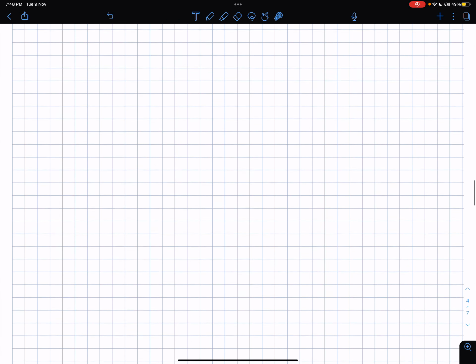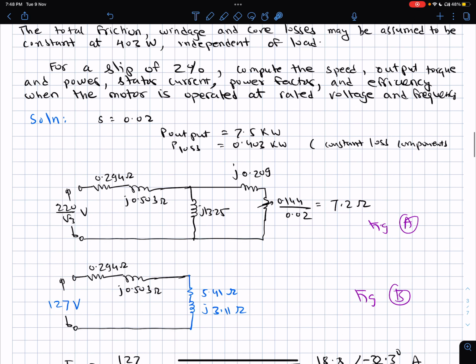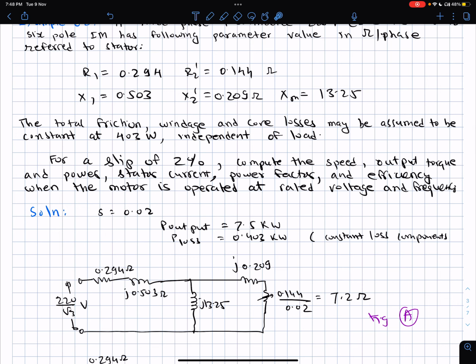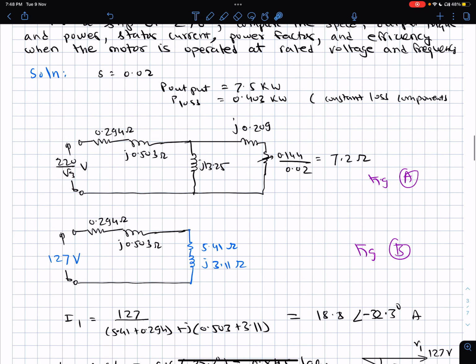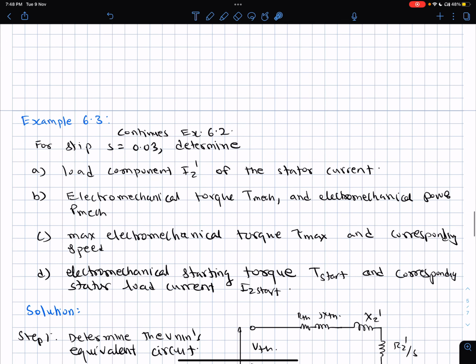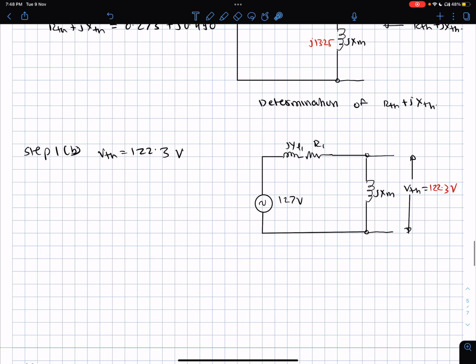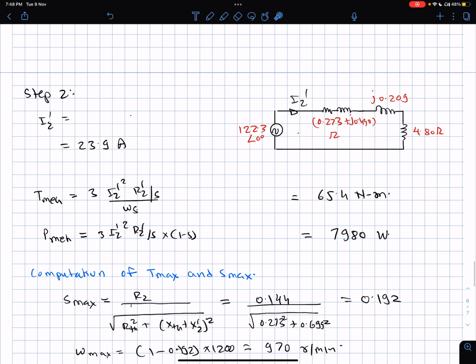R2 dash by S comes out to be 7.2. Is that correct? I think, please check it out.